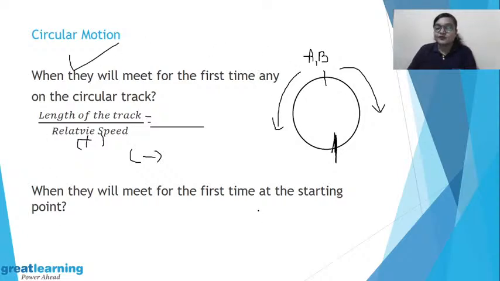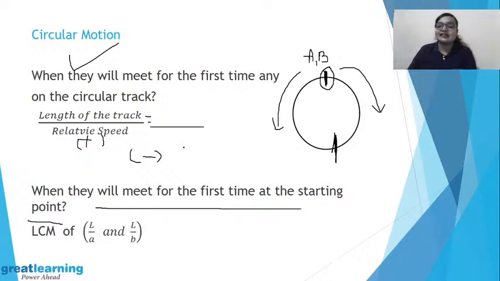And the second type of question we can expect is when they will meet for the first time at the starting point, right? They started here and want to meet again at the starting point. Then it is nothing but the LCM of their times taken. That is, how much time A takes to complete a round and how much time B takes to complete a round. The LCM of that will be the correct answer.